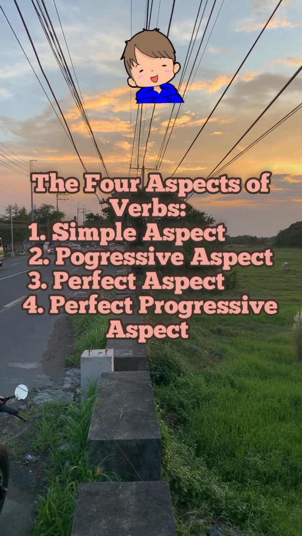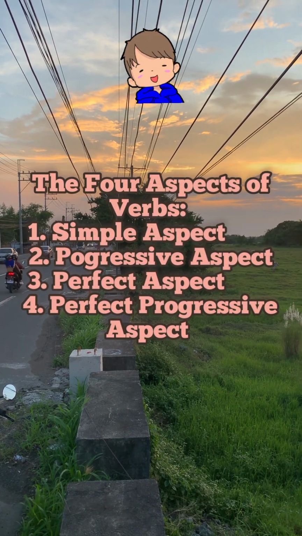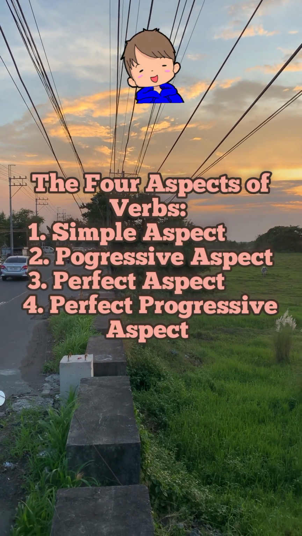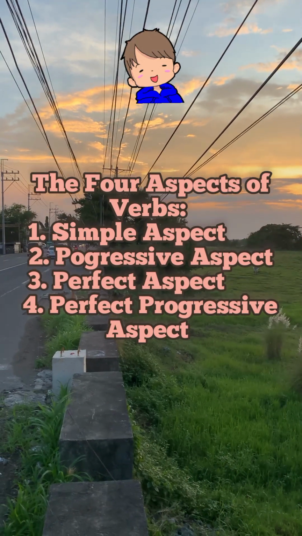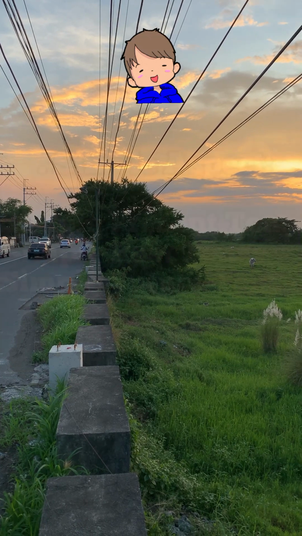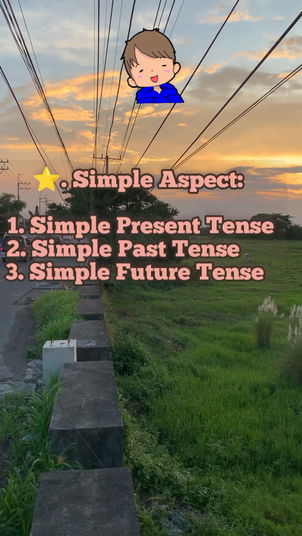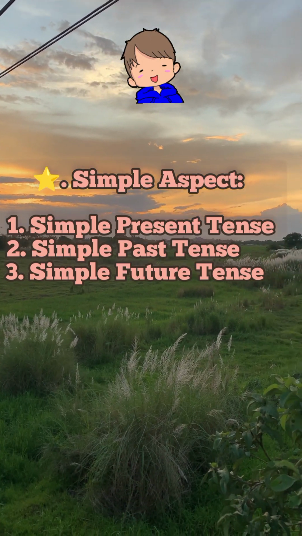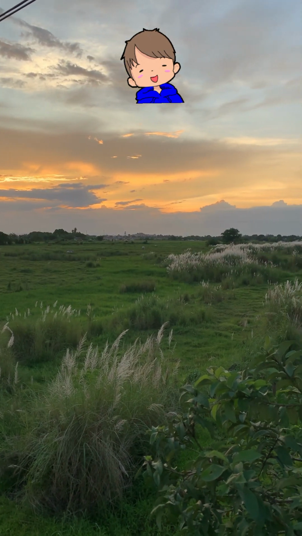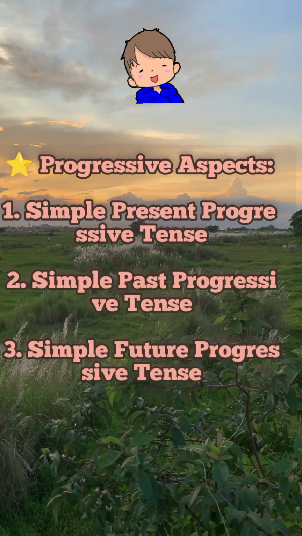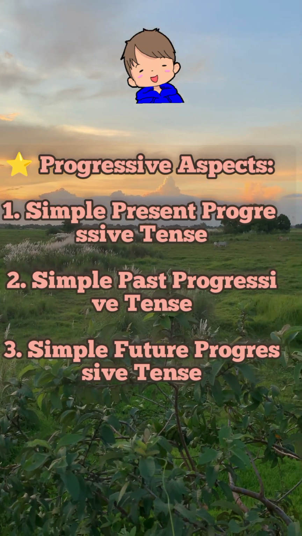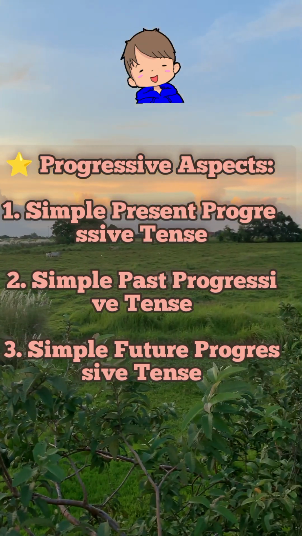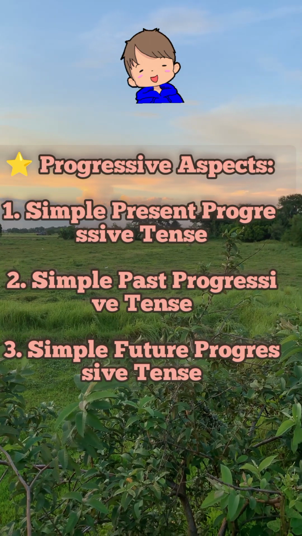The four aspects of verbs are simple aspect, progressive aspect, perfect aspect, and perfect progressive aspect. Simple aspect: simple present tense, simple past tense, simple future tense. Progressive aspect: present progressive tense, past progressive tense, future progressive tense.